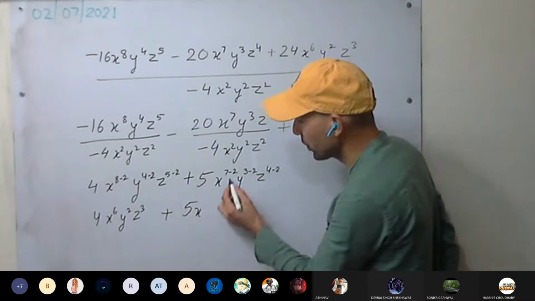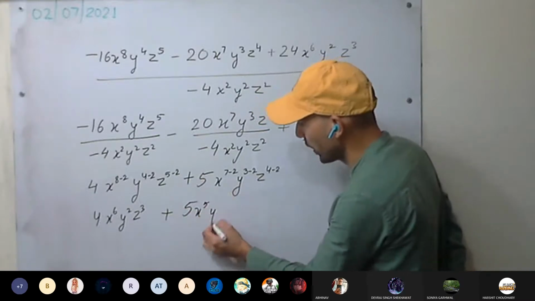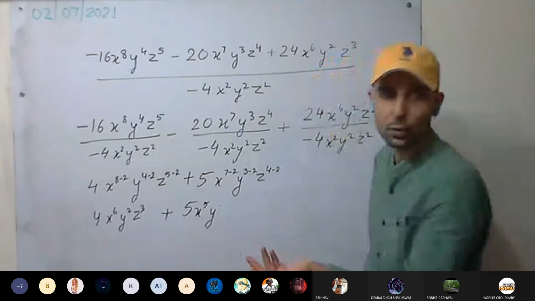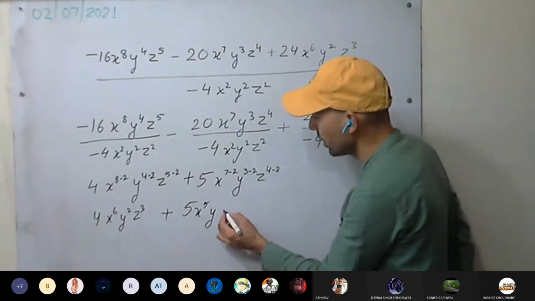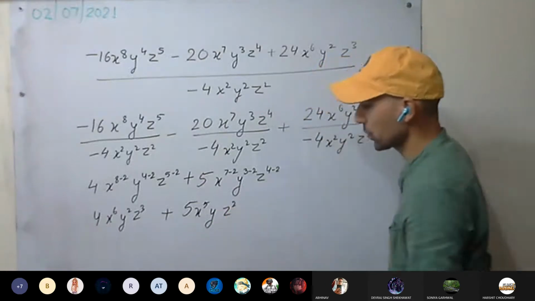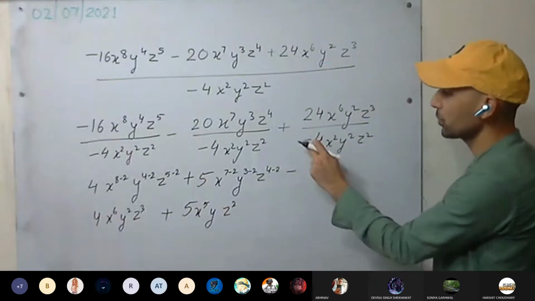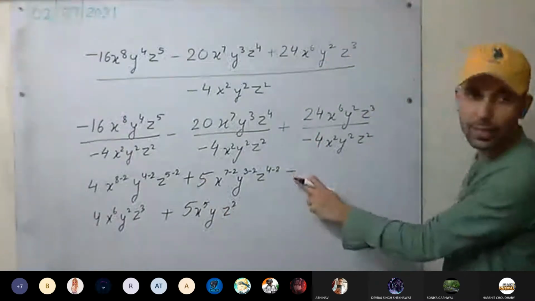5 x raised to power 5, y raised to power 1, no need of writing that one, z raised to power 2, z square.